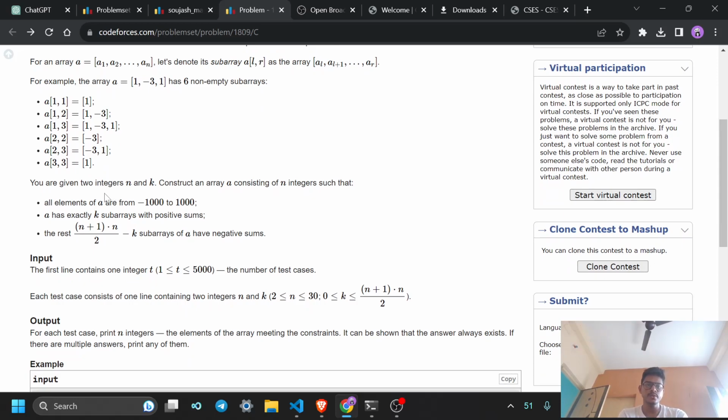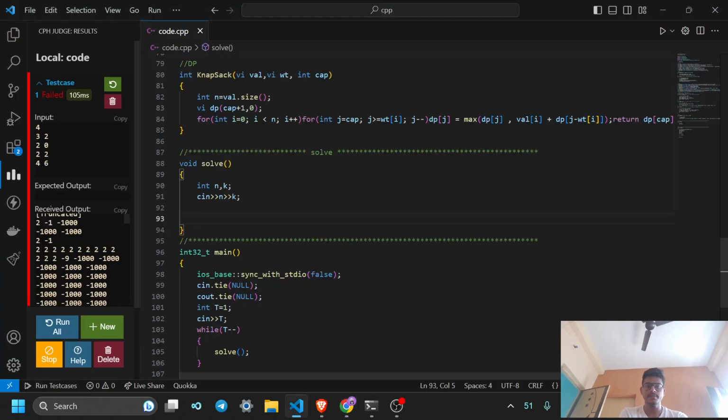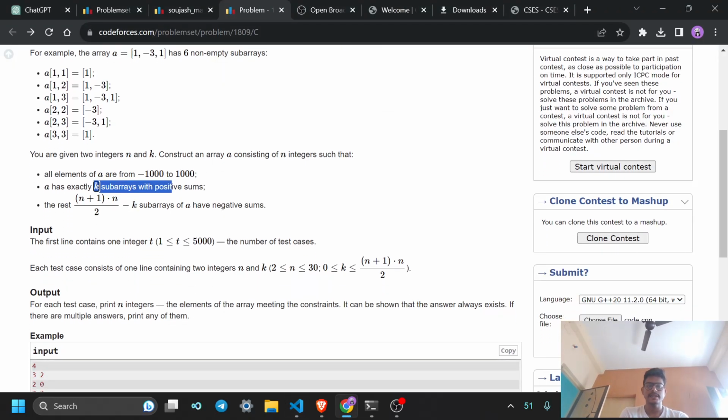You are given two integers n and k, and you have to construct an array whose size will be n, and the value range goes from minus 1000 up to 1000. We have to construct the array in such a manner that it has exactly k subarrays with positive sums. So we have also taken input of k. The rest is not a problem.